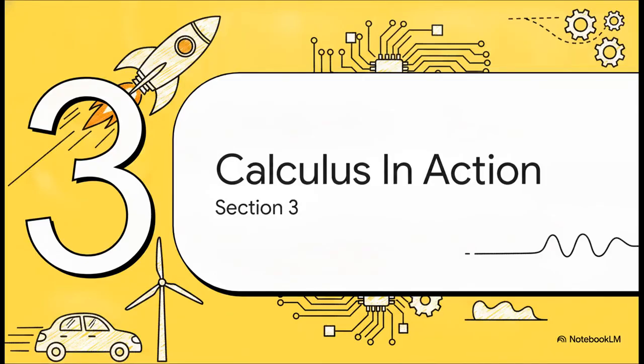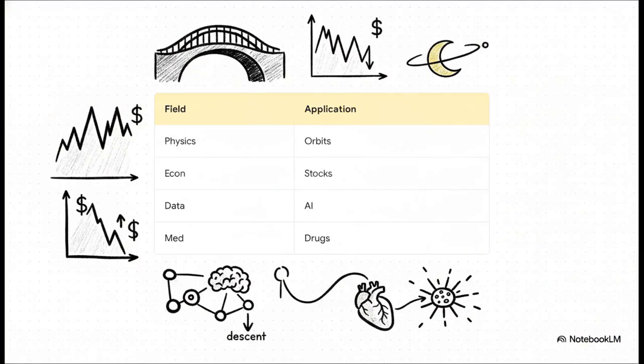Section 3, calculus in action. All right, let's take this into the real world. This math literally runs the show everywhere. In physics and engineering, you cannot design a safe bridge or map out a rocket's trajectory without it, because gravity and acceleration are always shifting. In finance, quantitative traders use it to model the wild, unpredictable swings of the stock market. Over in data science, AI learns to recognize patterns using a calculus process called gradient descent. Even in medicine, biologists rely on it to model exactly how a virus spreads or how a drug concentrates in your bloodstream over time.